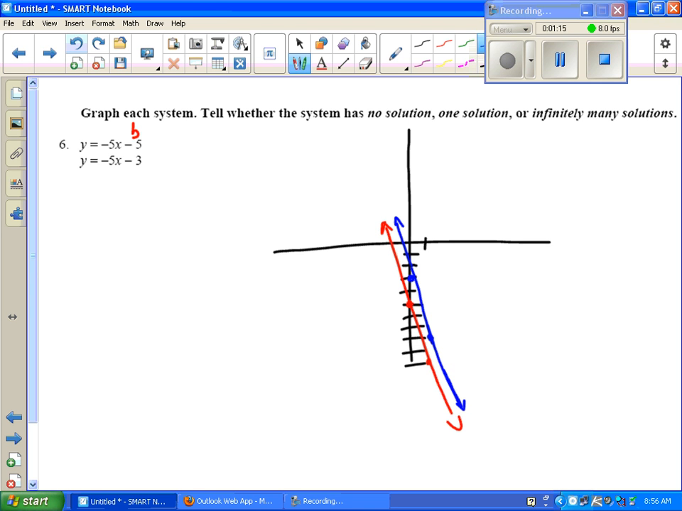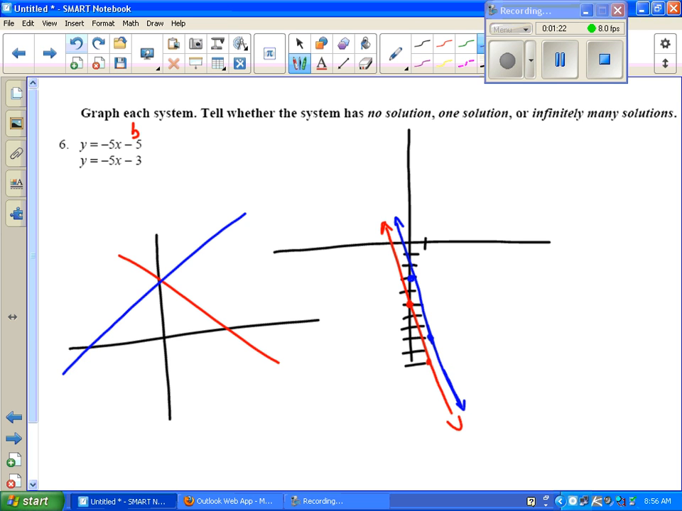If you have lines that are parallel, there'll never be that one point where both of your lines cross each other. And since there's never that one point, there's no solution to that system of inequalities. But without even graphing this, you could have noticed that the slope values for both of them were the same. Both of their m values were -5. So without even graphing this, you could have been able to tell that they were parallel lines, and there's no solution. No solution.